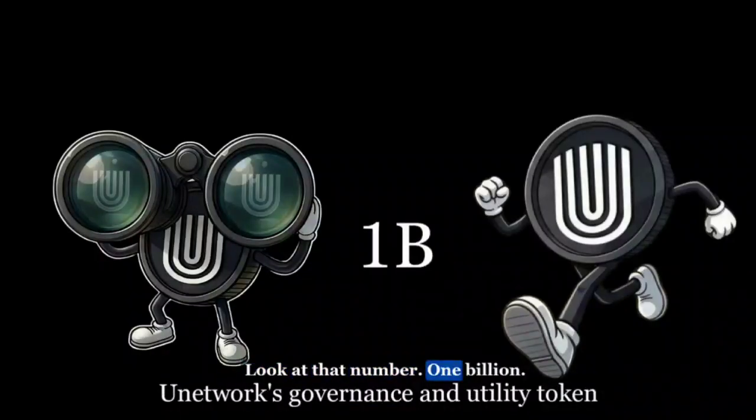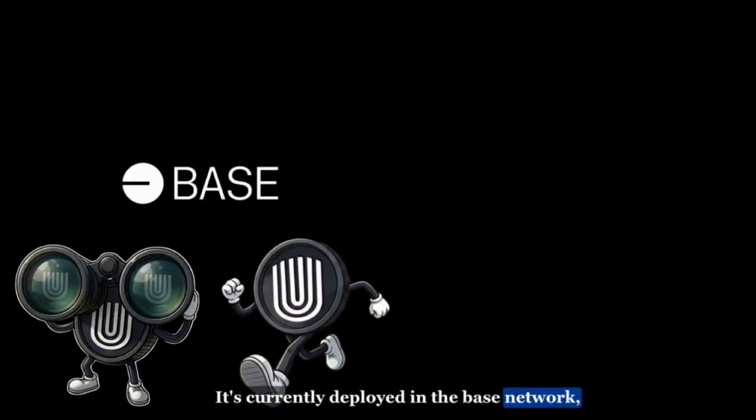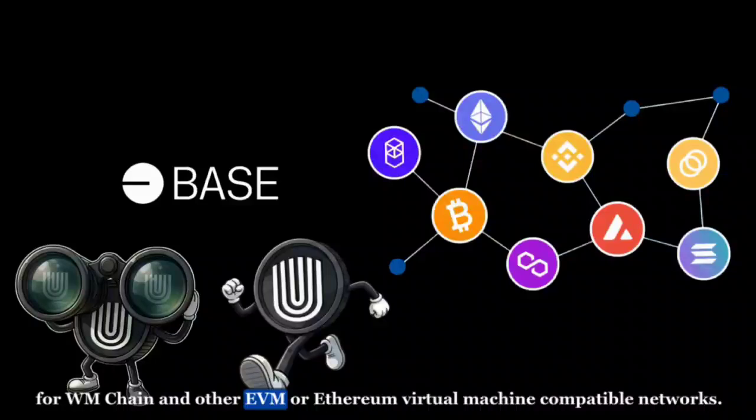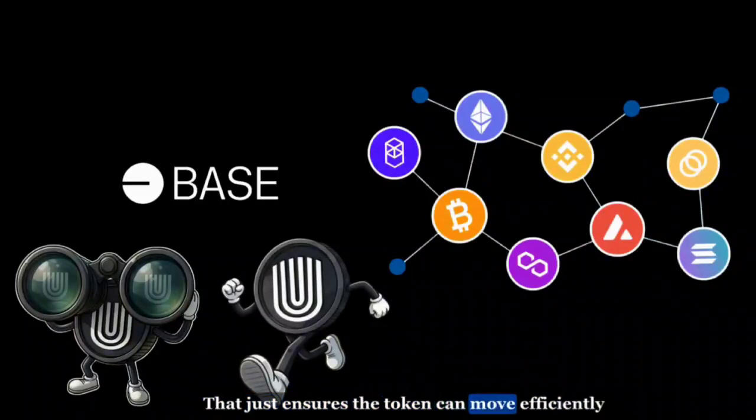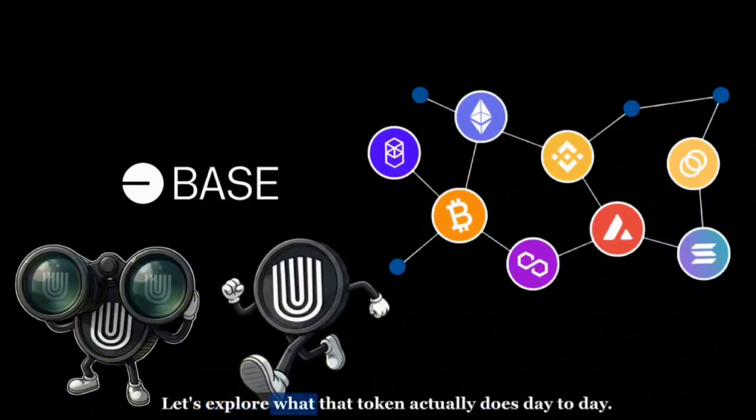Look at that number, 1 billion. UNT has a strictly fixed supply of exactly 1 billion tokens. It's currently deployed in the base network, but the developers have planned future bridge expansions for WMChain and other EVM, or Ethereum virtual machine, compatible networks. That just ensures the token can move efficiently as the overall ecosystem continues to expand. Let's explore what that token actually does day to day.